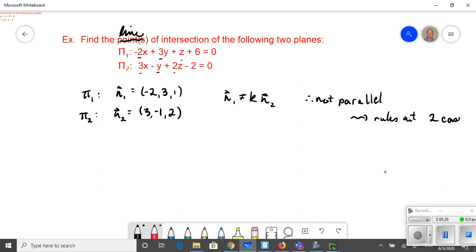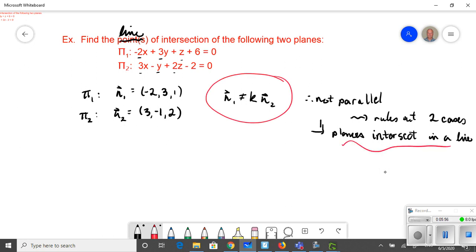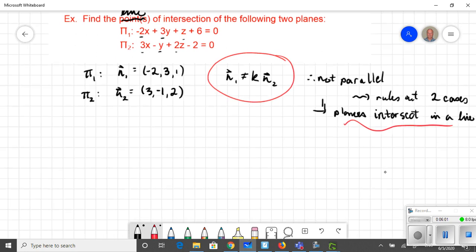Now we have three cases, and if I rule out the two parallel plane cases, right away I know that these planes intersect in a line. We need to understand that. Regardless of me telling you that in the question, looking at the normals as the very first thing you do allows you to conclude that they intersect in a line.